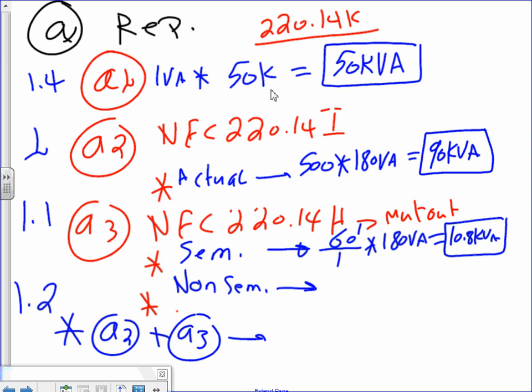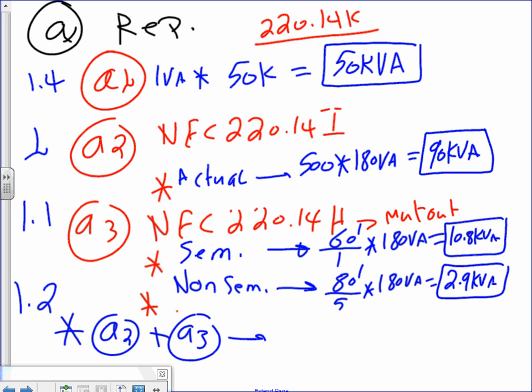Yeah, they're simultaneously used. Now let's go to the non-simultaneously used. The non-simultaneously used, guys, how many of them do I have? The non-simultaneously used, gentlemen, I have 80 of them. 80 feet, divide by 5, multiplied by 180 volt-amp, equals 2.9 kVA.